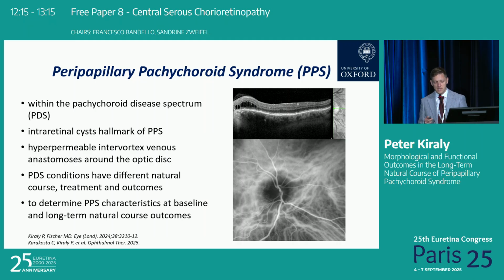These cysts originate from hyperpermeable intervortex venous anastomosis around the optic disc, as you can see in one of our patients on the ICG. Now, pachychoroid conditions have different natural course, treatment and outcomes. We know polyps are very different to CSR patients. So I wanted to determine PPS characteristics at baseline and long-term natural course to see if any treatment is needed for these patients.